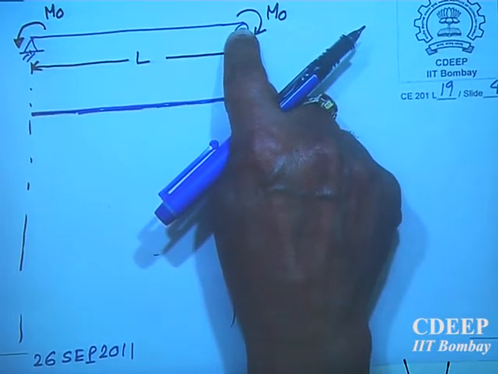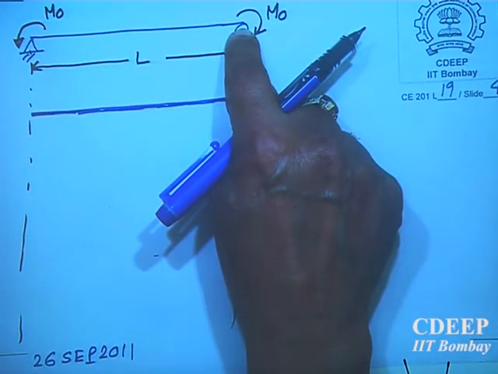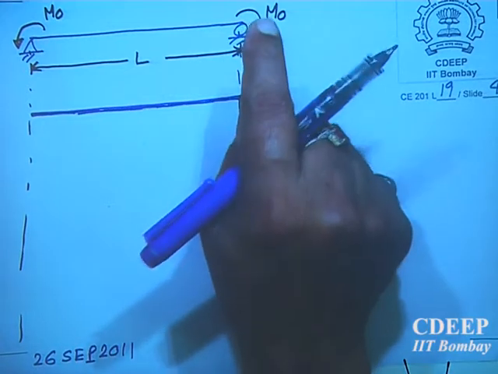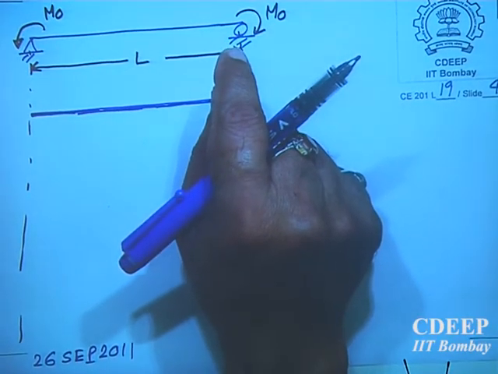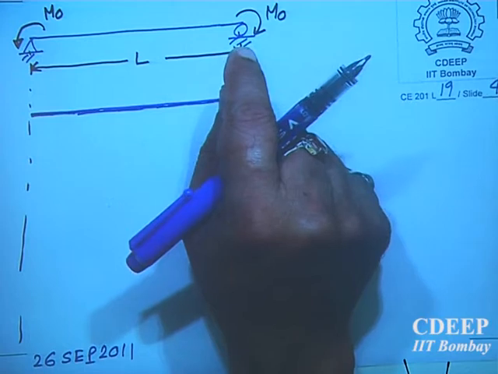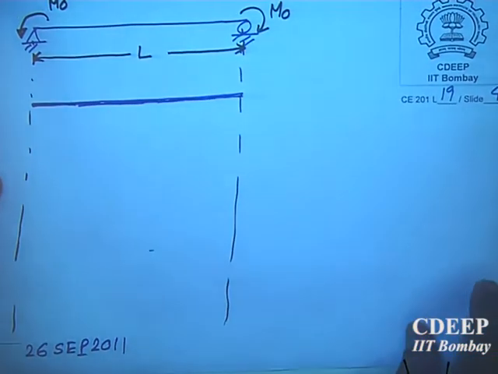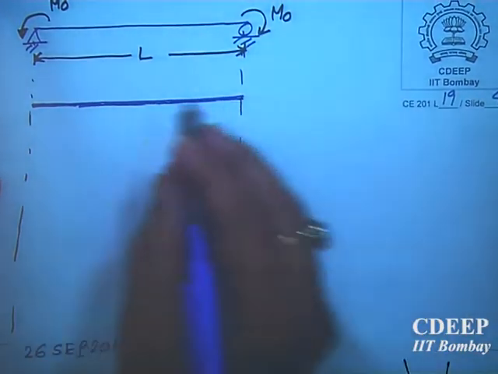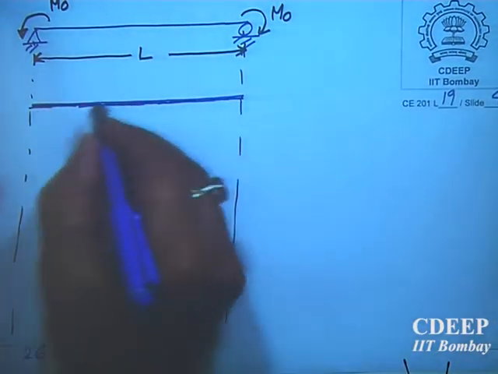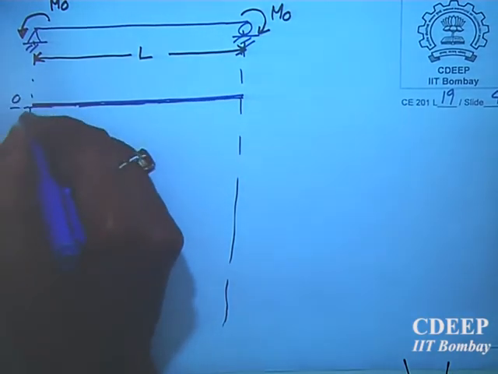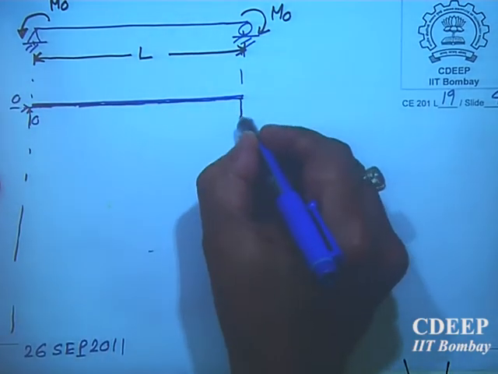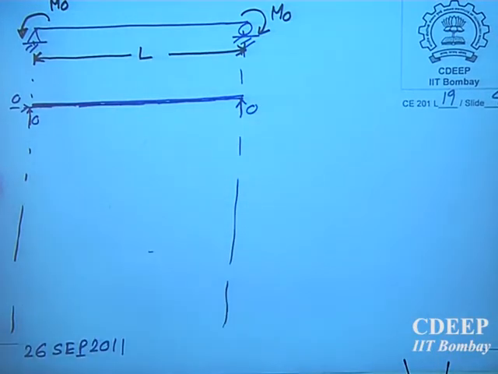So we also have a situation when reactions can be 0 and still the beam will deflect and there will be a bending moment in the beam. It is not that always you must have a reaction. So here 0 reaction, here 0, no reaction, this is 0. There is no reaction in this.